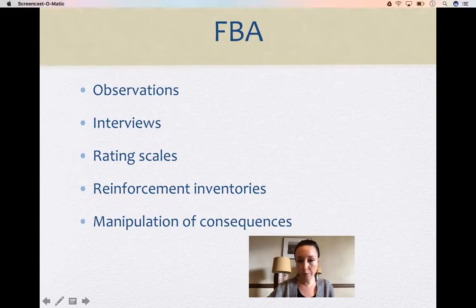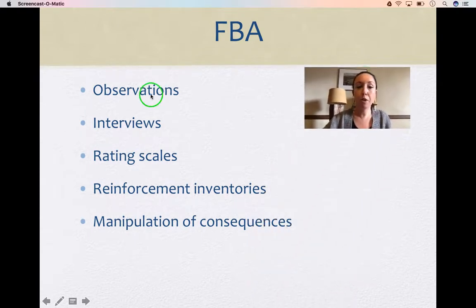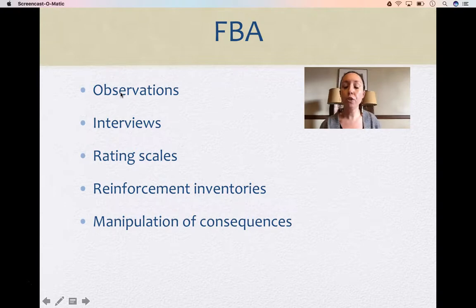So how is a functional behavioral assessment done? This is done through observations, multiple observations across multiple times of the day when you're seeing the behavior, and then also when you're not. If you also observe when they're not showing the behavior, you can see what things are going on antecedent and consequence-wise that are maintaining appropriate or adaptive behavior.